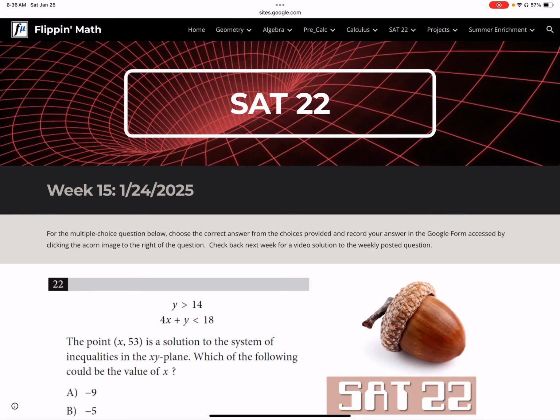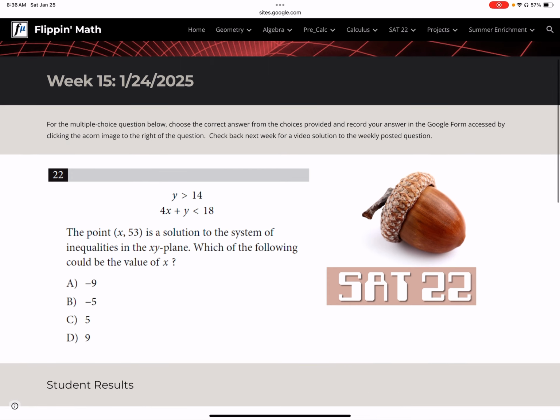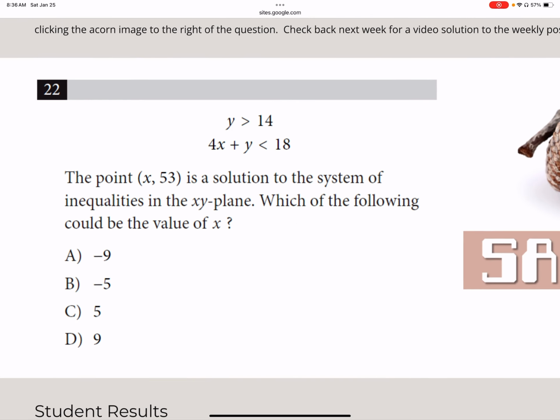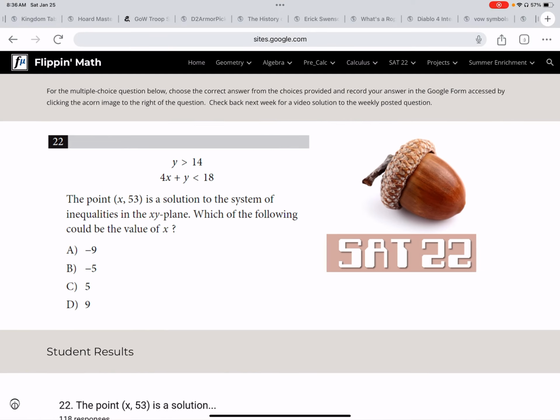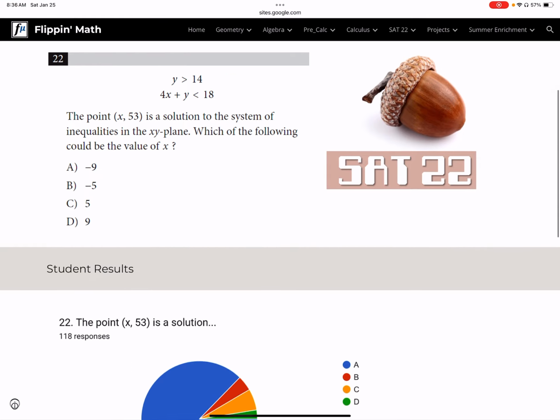Here we are, SAT 22 for week 25 or 15. Okay, so our question, we have ourselves a system of linear inequalities. The point x comma 53 is a solution to the system of inequalities in the xy plane. Which of the following could be a value of x? We got our four classic answer choices.